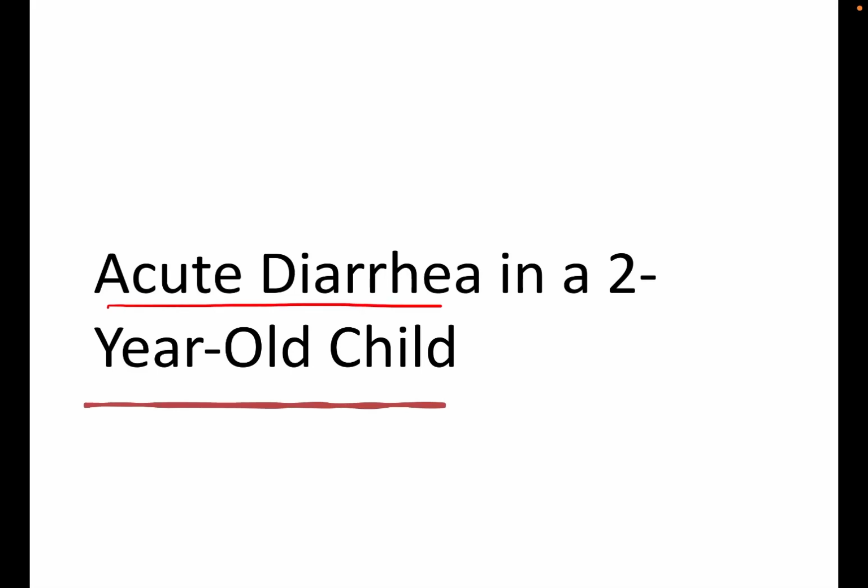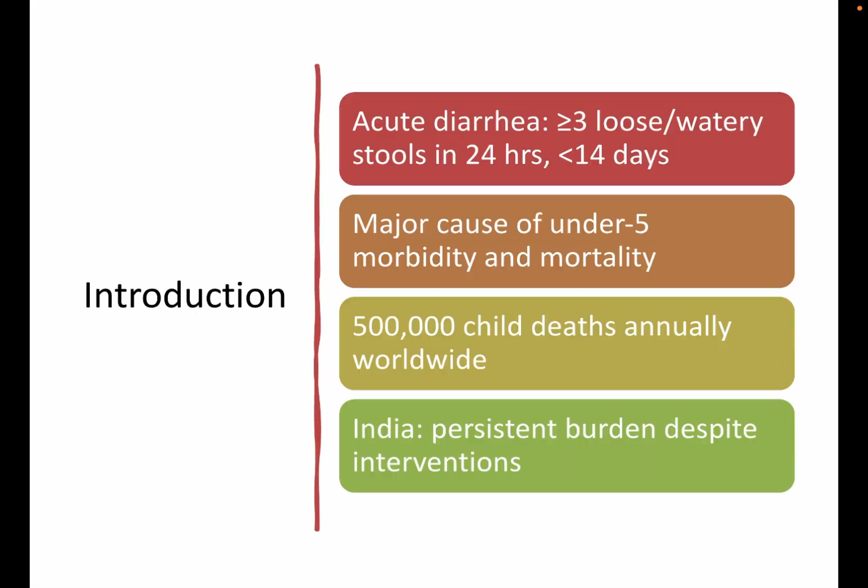We'll be discussing acute diarrhea in a 2-year-old child. So, what is acute diarrhea? It is greater than or equal to 3 loose stools or watery stools within 24 hours, lasting less than 14 days. It is a major cause of under-5 mortality as well as morbidity.